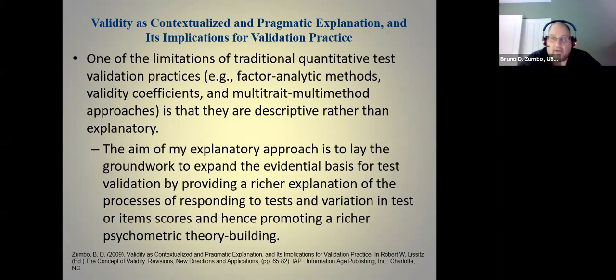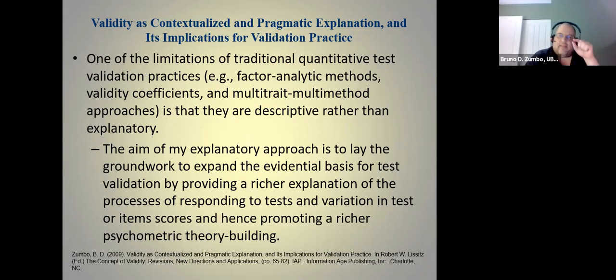In the 2014 volume by Eric Chan and I, you'll see chapter after chapter with surveys of validation practices. The most common ones were factor analytic approaches, validity coefficients, correlation with some other variable, and a little bit of multi-trait, multi-method approaches, but they're all descriptive rather than explanatory.